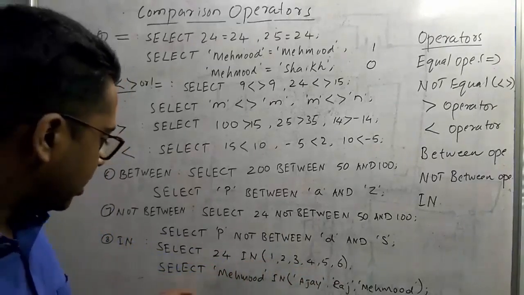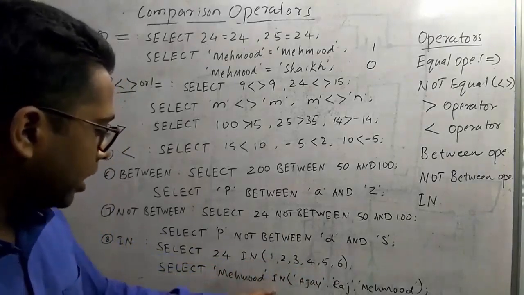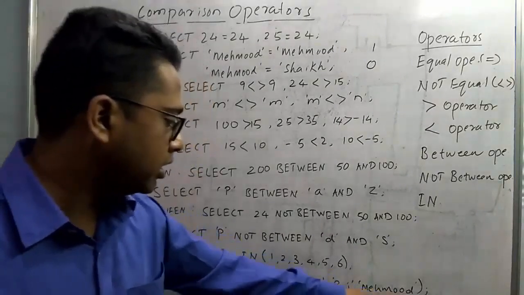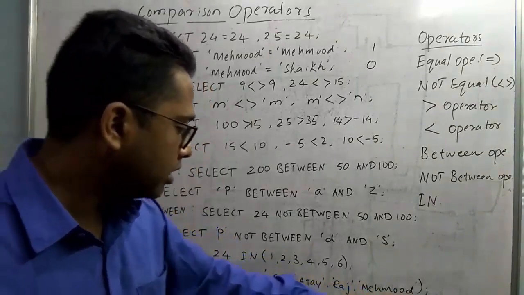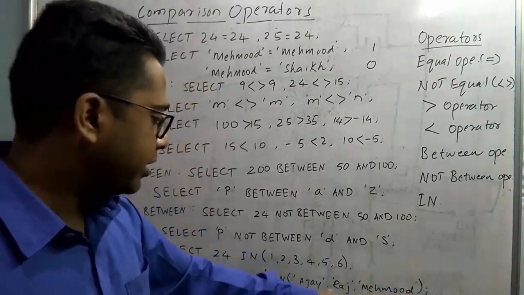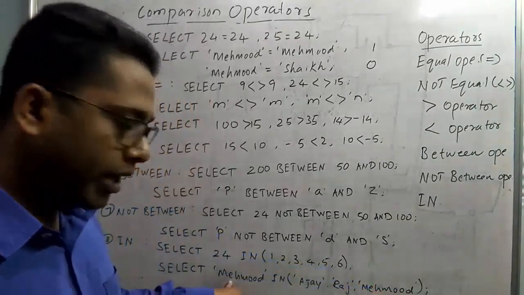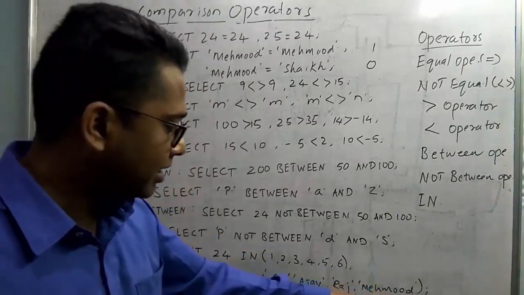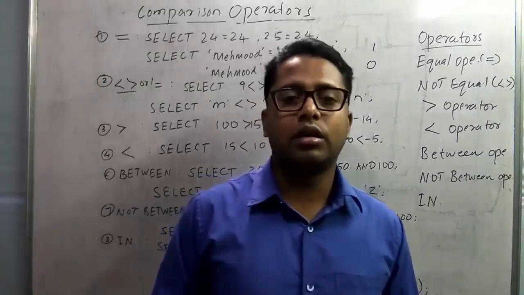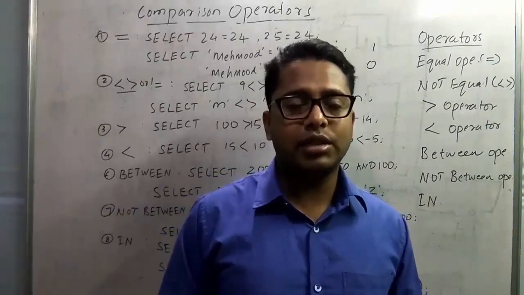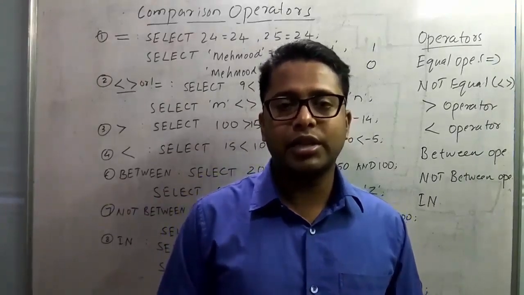Here you can see: select 'Mahmud' in these names. I'm checking the name Mahmud in this range of names: Ajay, Raj and Mahmud. Since the name that I'm looking for is present inside this range, it will return a one, which is true. That means that number or name is present inside the range.